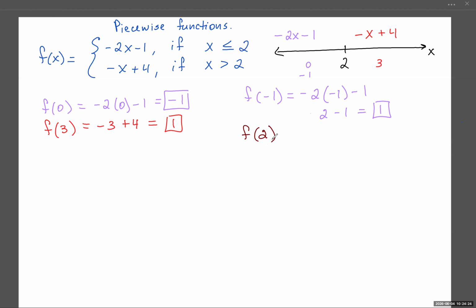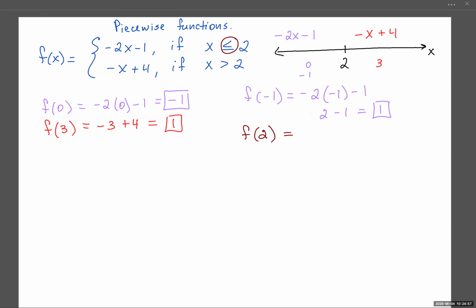f at 2. So I deliberately used a different color here. 2 is a breakpoint for us. So how do we figure out which function to use? Well, if you have this happen, you have to look at the equal signs. So both of the piecewise functions have 2 as a breakpoint, but the second one does not have an equal sign. So that means that x can get really close to this 2. It can be 2.0001, but it cannot be actual 2.